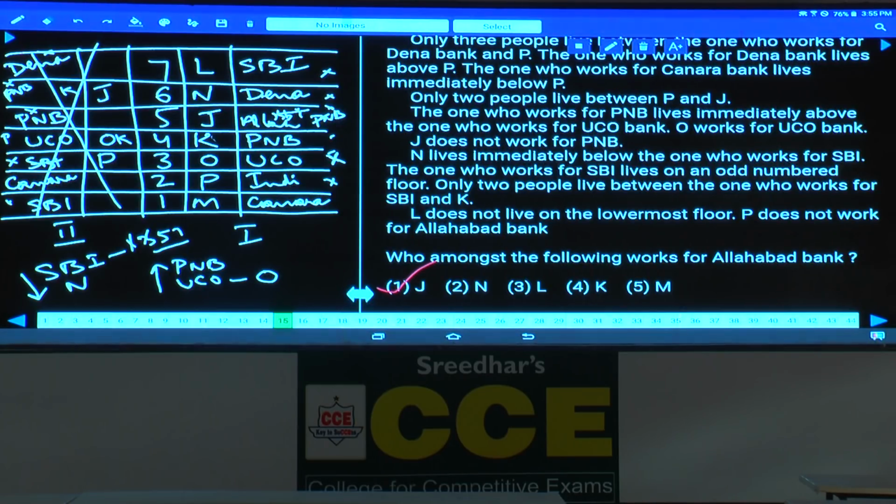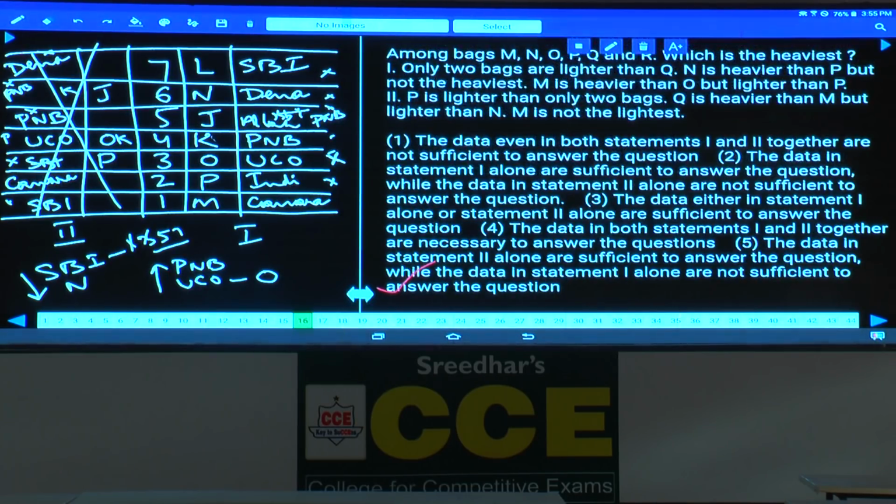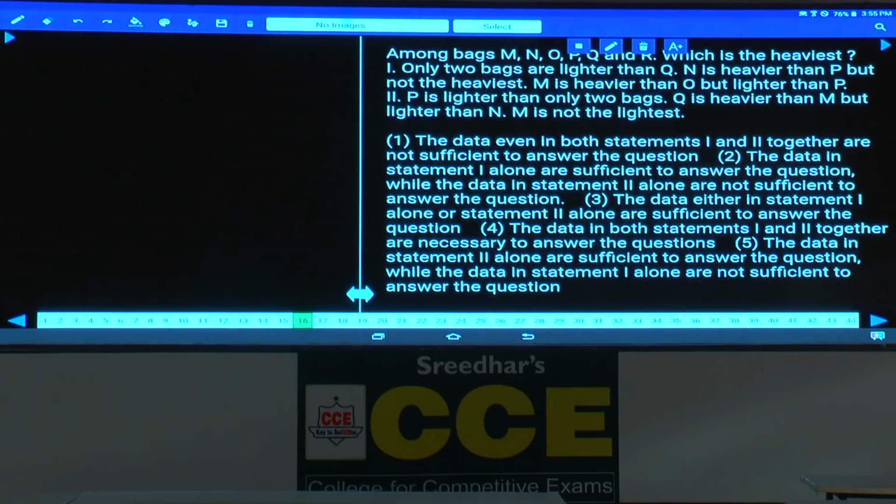Then 16 to 20. Now, in this question number 16. Now, 16 to 20, what is the information given here? All these questions are based on what? Based on data sufficiency. Now, 16th one, among bags M, N, O, P, Q and R, how many are there? There are 6 bags. 1, 2, 3, 4, 5 and 6. There are 6 bags. And what is the question here? Which is the heaviest?